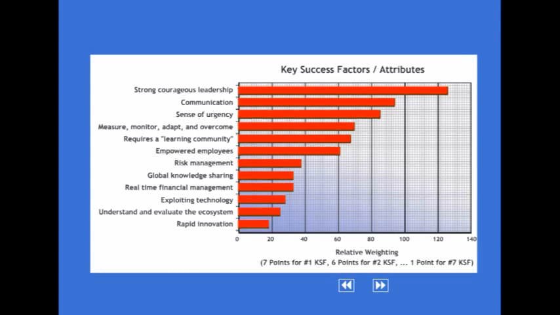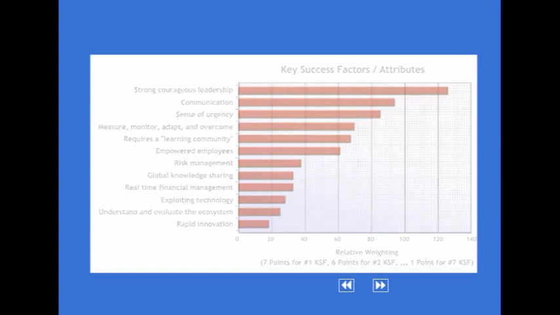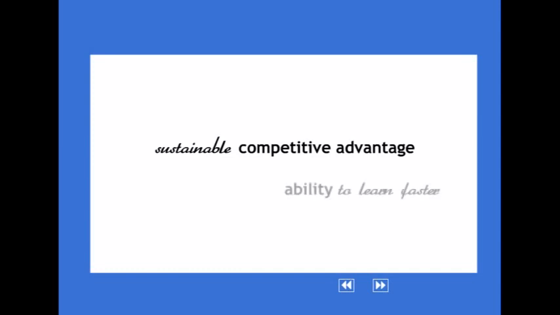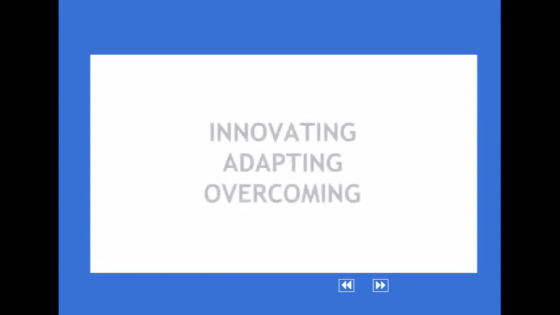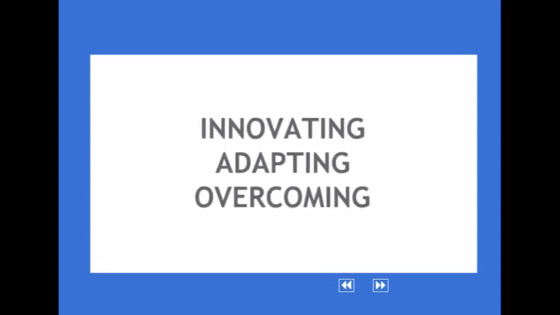What is the link between the attributes outlined on this chart and the company's ability to lead change? In all but a few cases, I am of the opinion that sustainable competitive advantage may only be your ability to learn faster than your competitor. In other words, survival may be as simple as innovating, adapting, and overcoming faster than your competitors. It is marching to your own drum. You can't be faster if you're following.